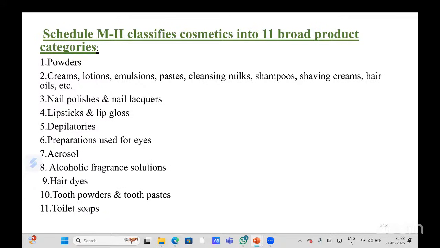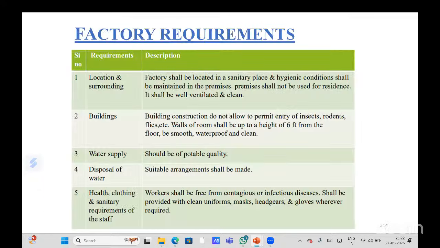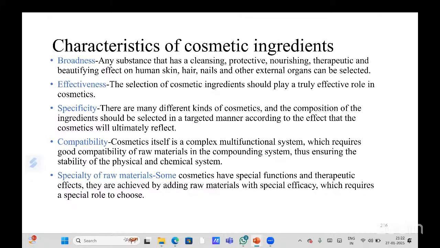And some factory requirements as per the GMP Act. These are the factory requirements for cosmetic preparations. And the characteristic of cosmetic ingredients: it should have broadness, meaning any substance which has a cleansing, protective, nourishing, or therapeutic beautifying effect on the human skin, hair, nails, or any external organs can be selected.